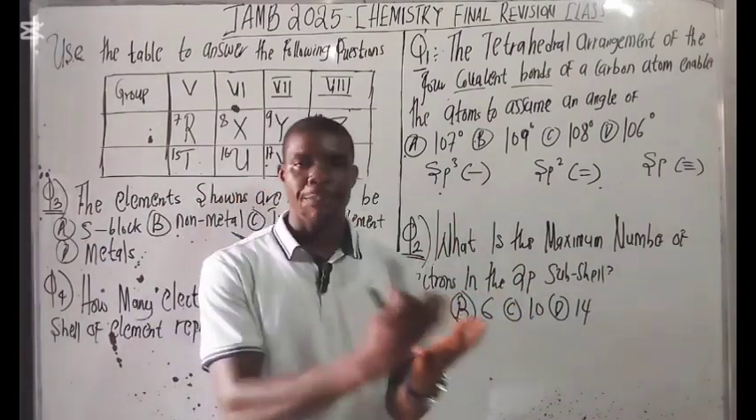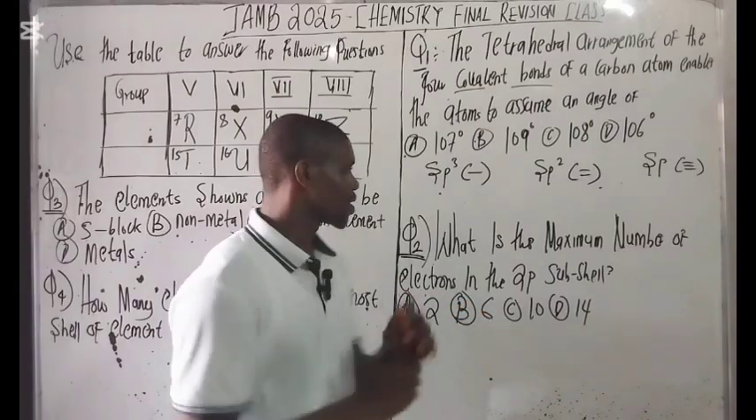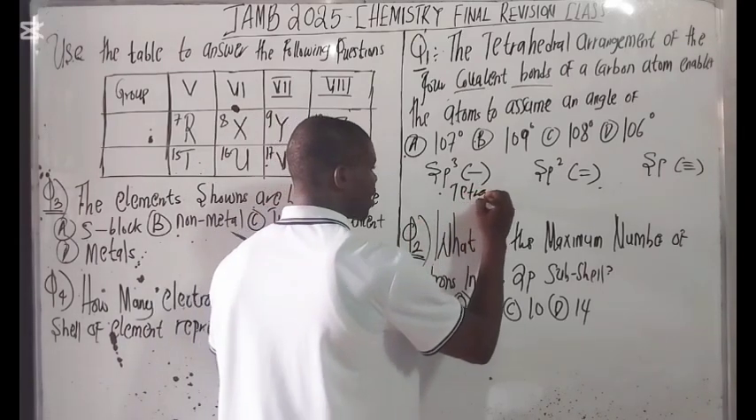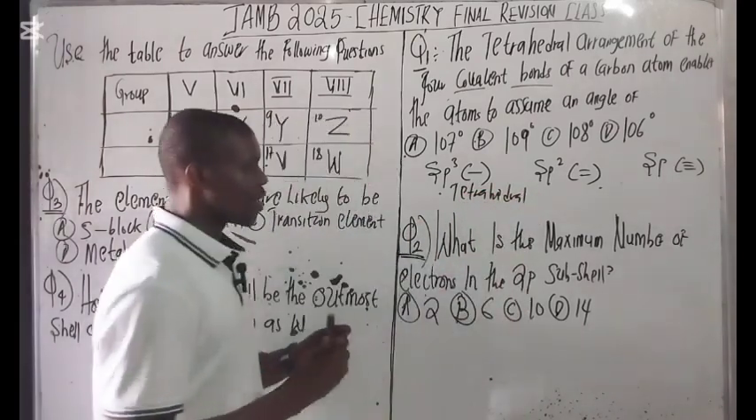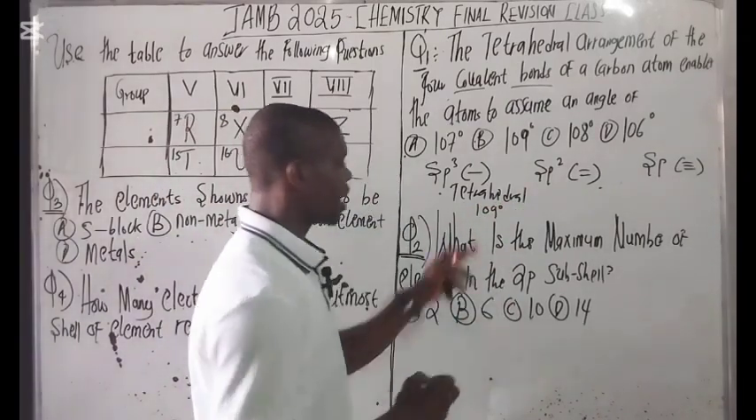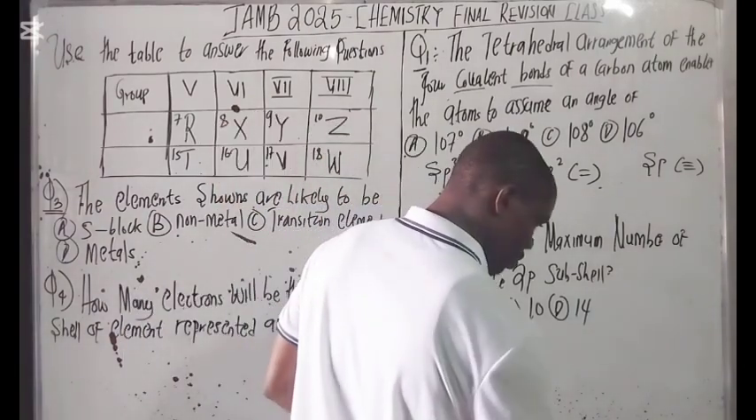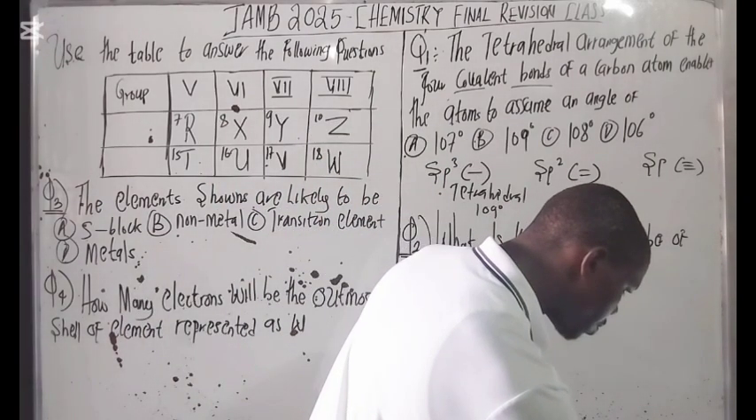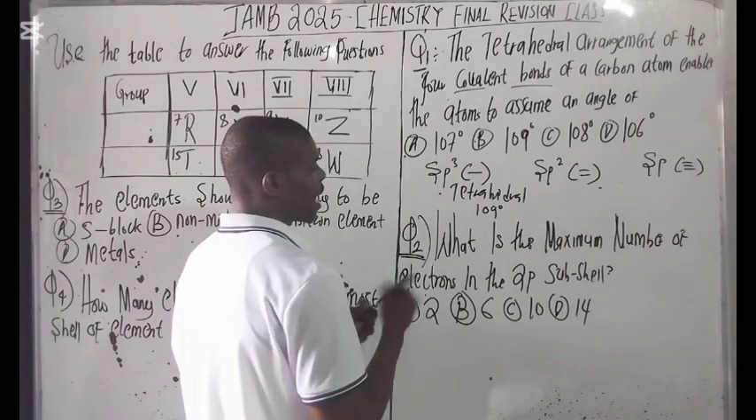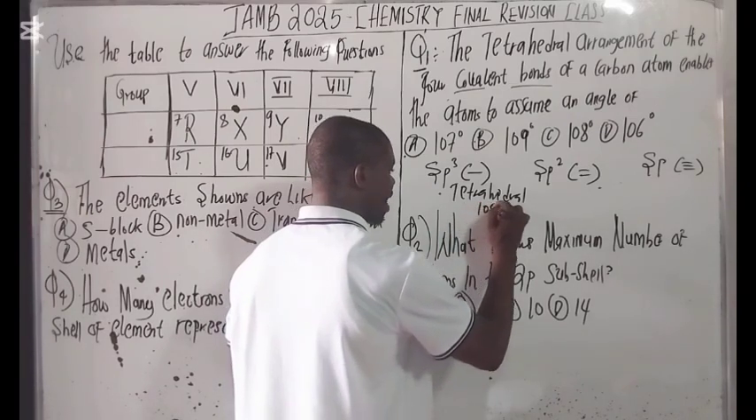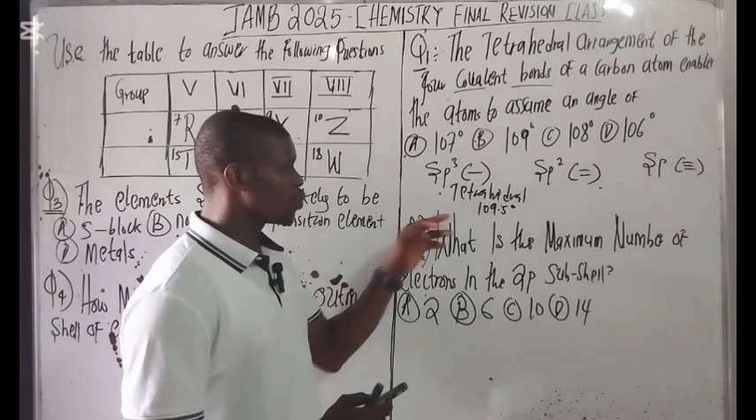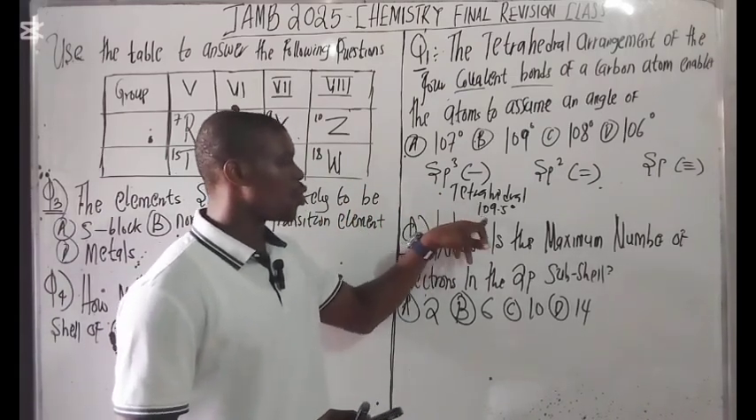Now each of them has its bond angle and structure. The structure of sp3 hybridized carbon is called tetrahedral, and the bond angle is 109.5 degrees. Do you understand? So whenever you see sp3, understand that the shape is tetrahedral and the bond angle is 109.5 degrees.